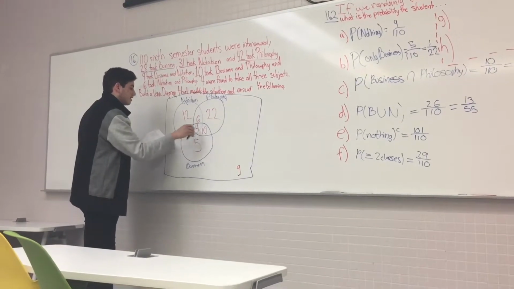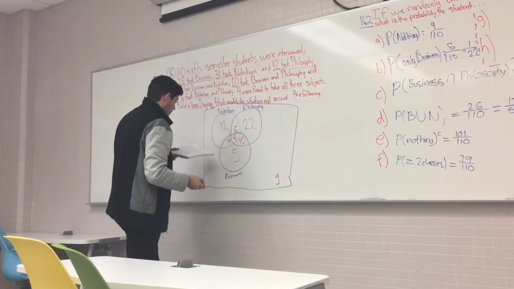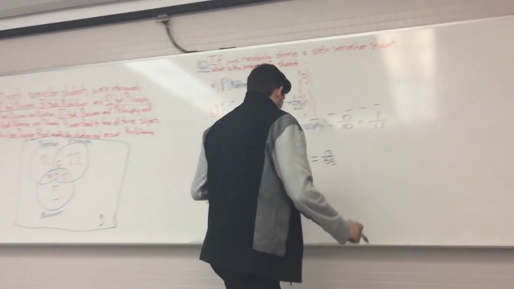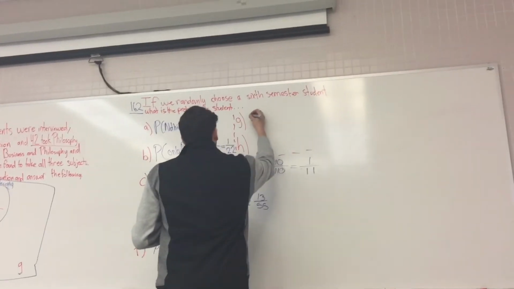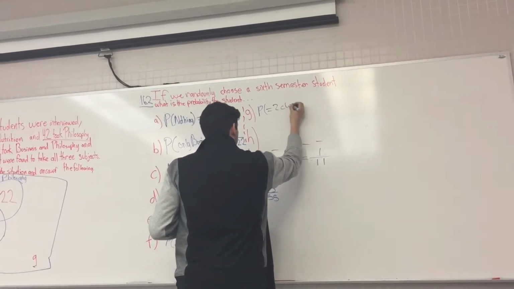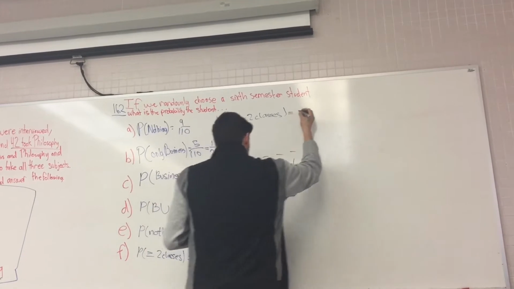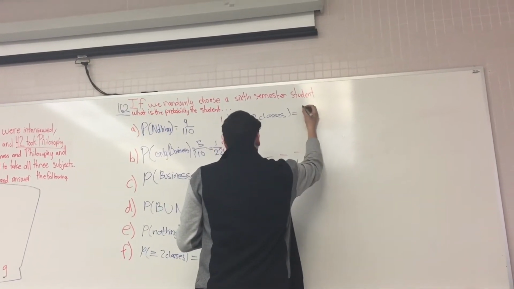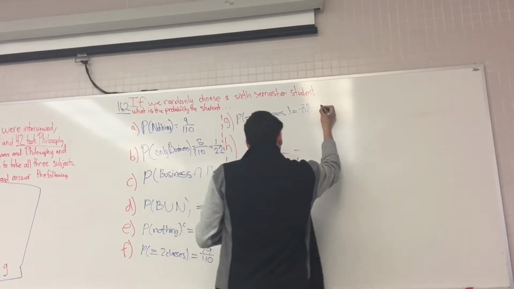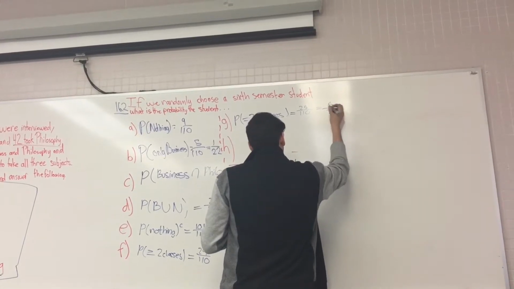But the 6, 9, and 10 are only people who are focused on 2 classes. So we'll add 6, 9, and 10. So it would be the probability of equal to 2 classes, being the sum of 6, 9, and 10, 25 over 110, being simplified to 5 over 22.